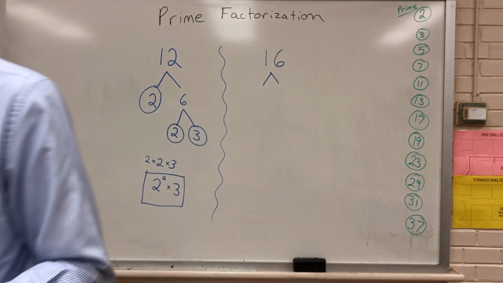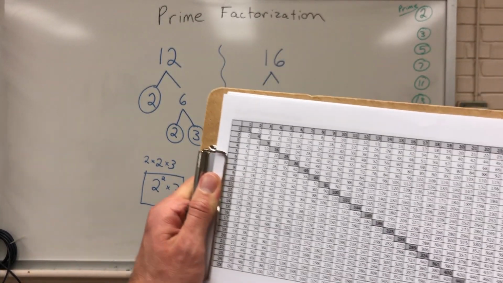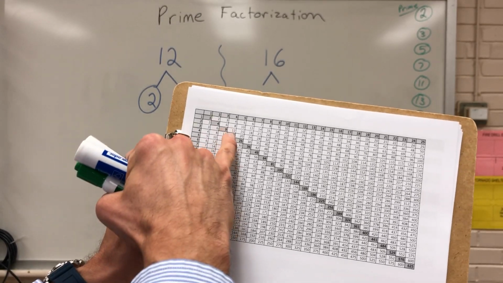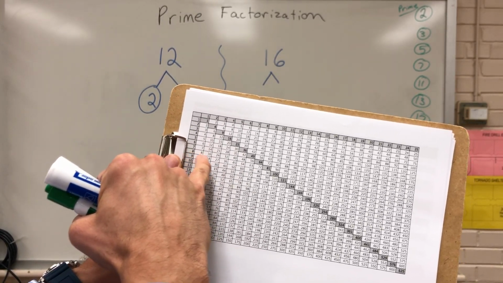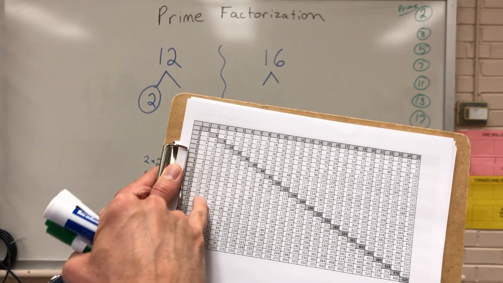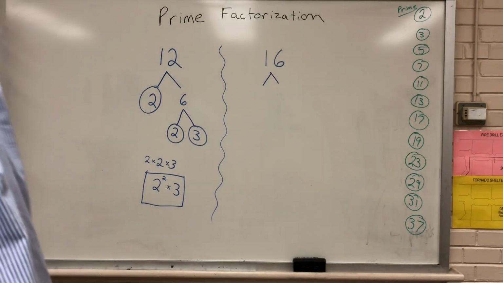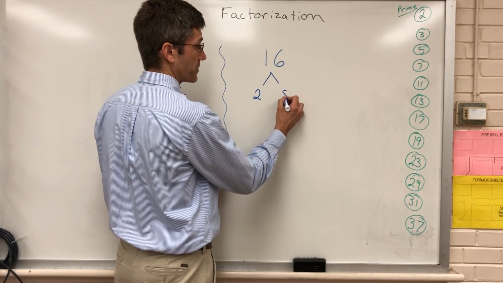But when the numbers get bigger, you may need to look on your multiplication chart. So just for practice now, I could say, well, 16 is here. It's 4 times 4. Oh, I see a 16. It's 8 times 2. You could say, oh, I see a 16. It's 16 times 1. Don't use that one. Okay, so either one is good. You could do 4 and 4. You could do 2 and 8. I want to do 2 and 8.